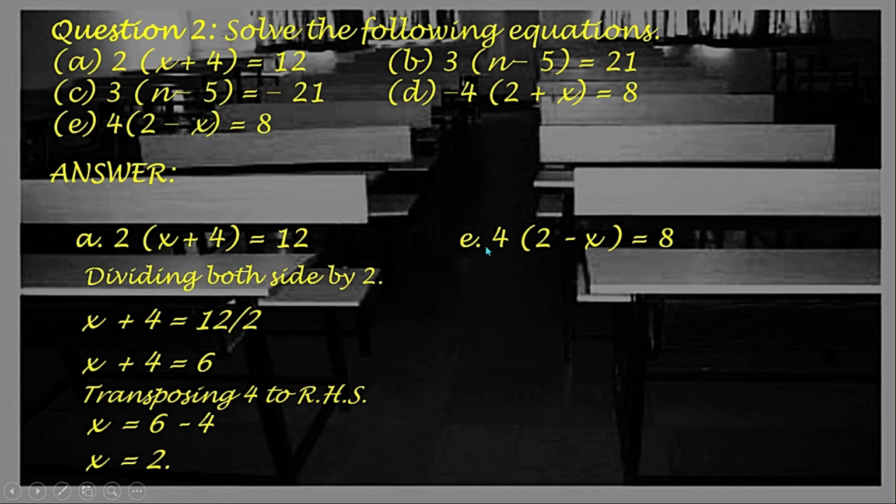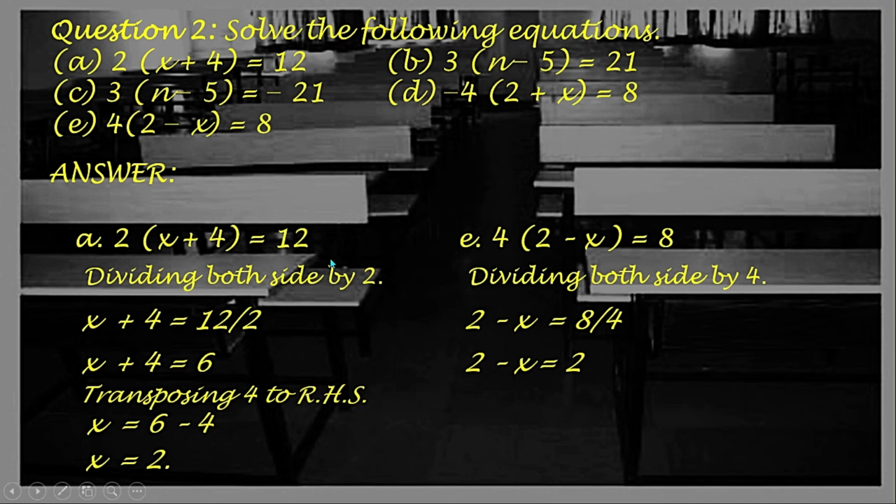First step, divide 4 both sides. When we divide 4 both sides, what will we have here? 4 cancels, so here we only have 2 minus x equals to 8 by 4. Then what will we have here? 2 minus x equals to 2.